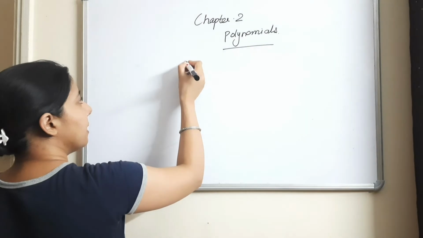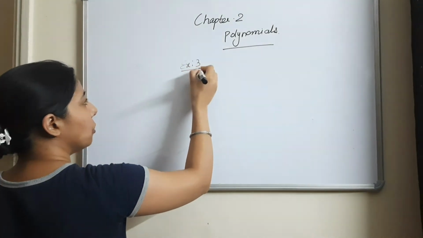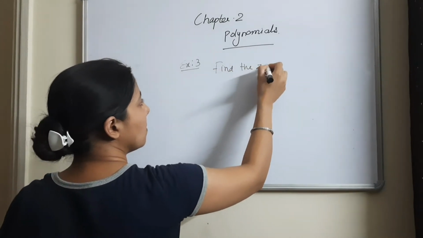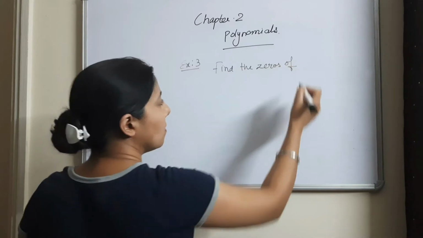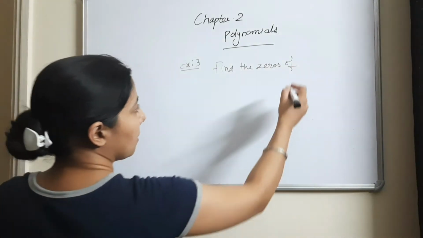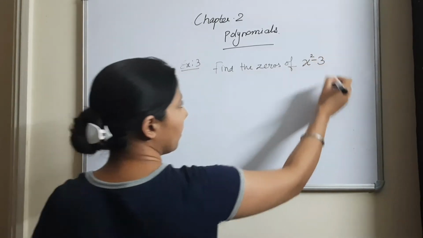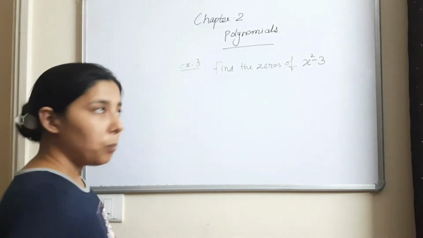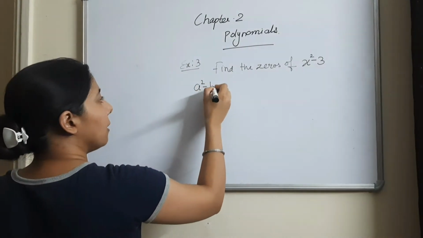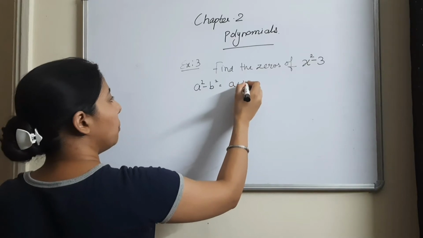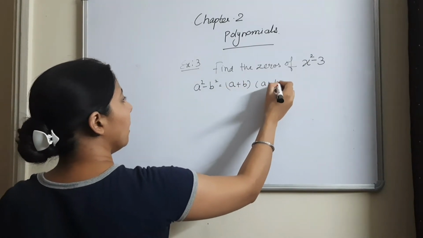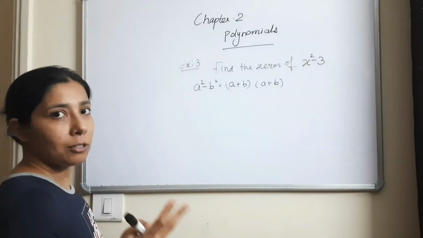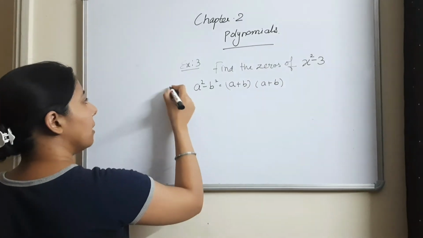Fine. This is example 3 in your book also. If the question is like, find the zeros of x square minus 3. Fine. You are given, find the zeros of x square minus 3. You people remember this property, a square minus b square is equal to a plus b into a minus b. If you remember this property, okay. Now we will be using this property to solve this question. I will tell you two methods to solve this question. Now this is the first method, by using this property.